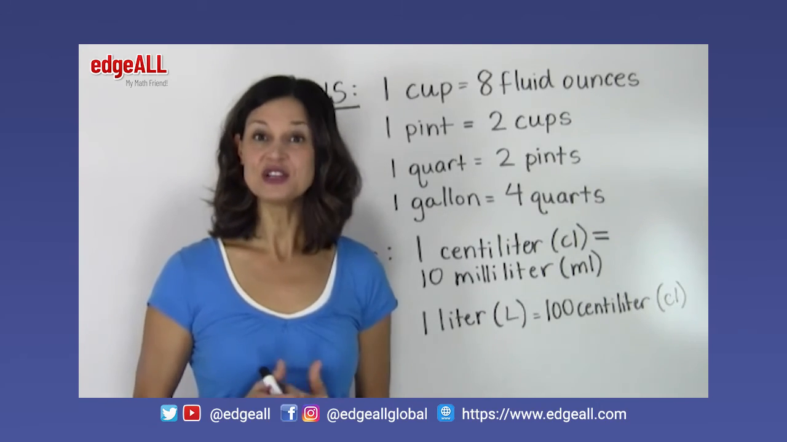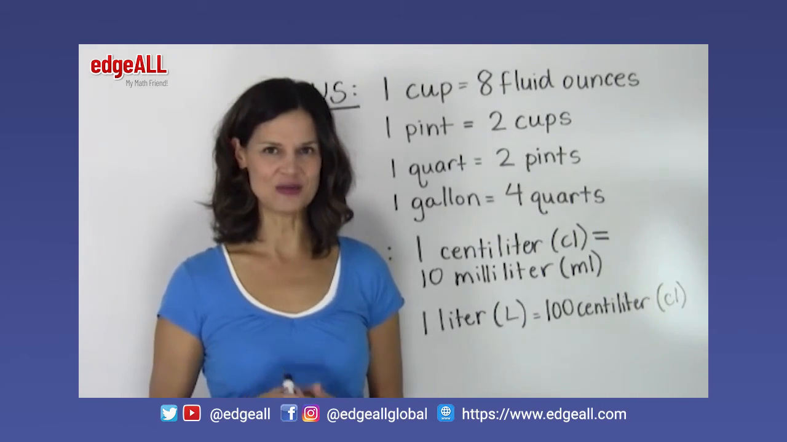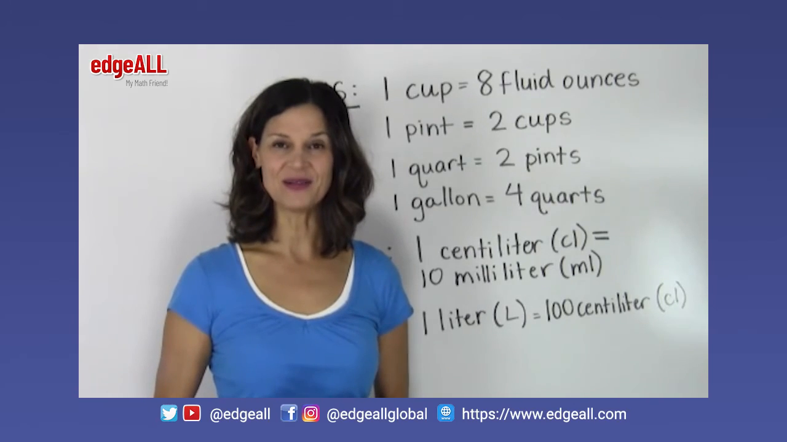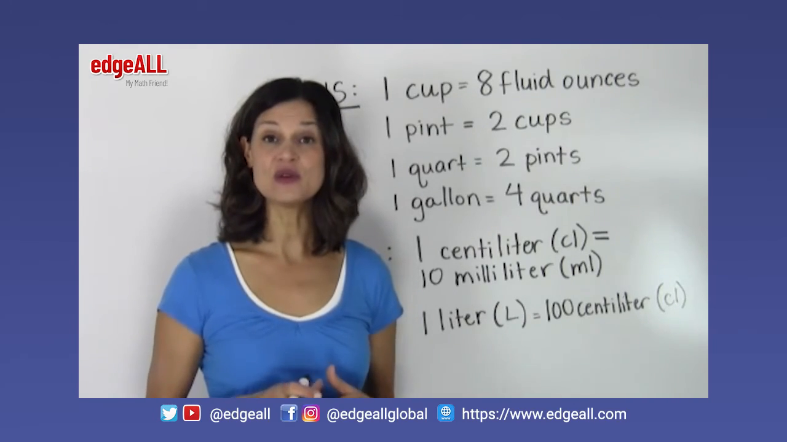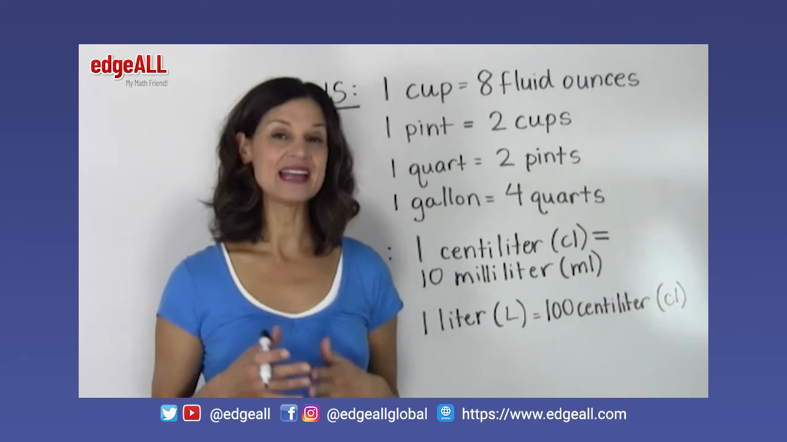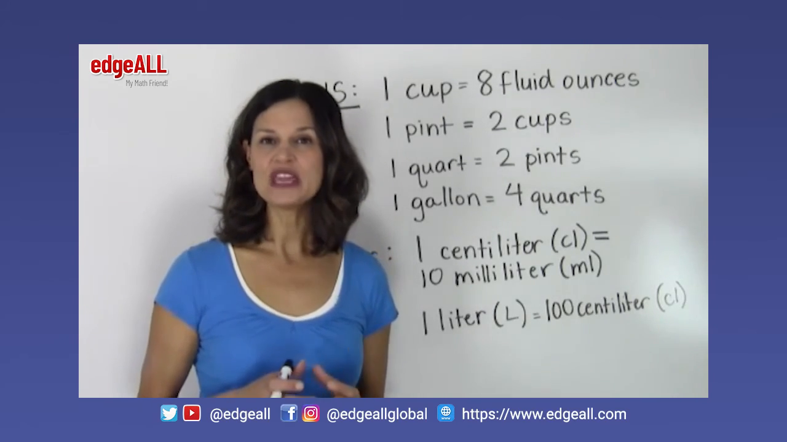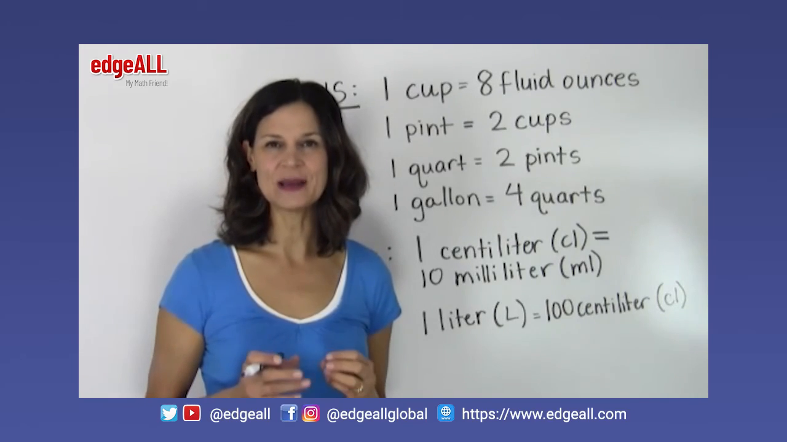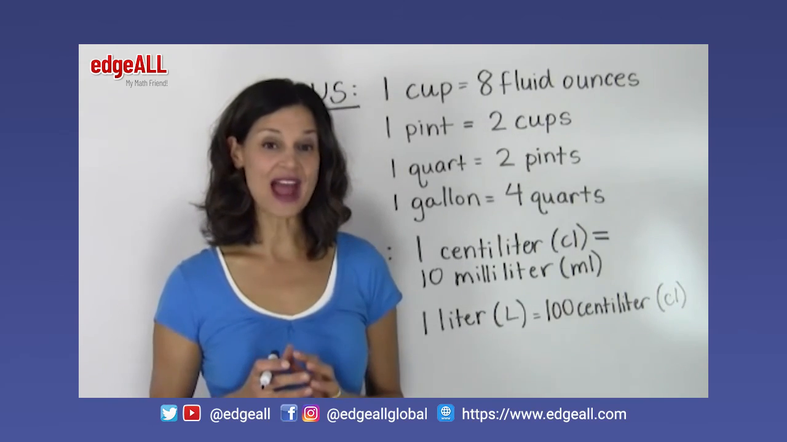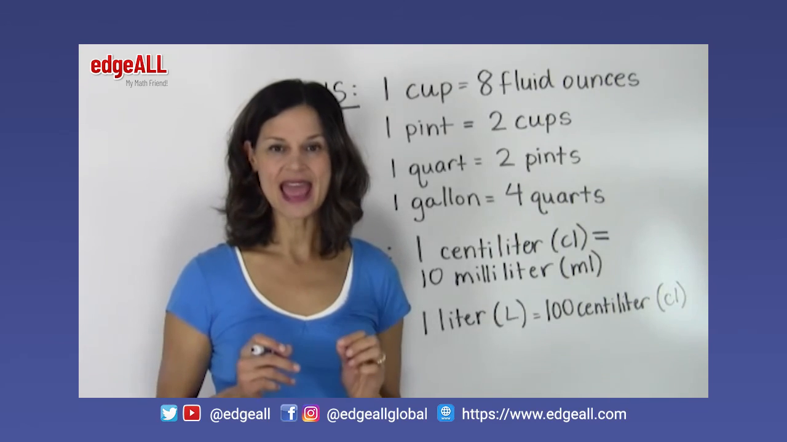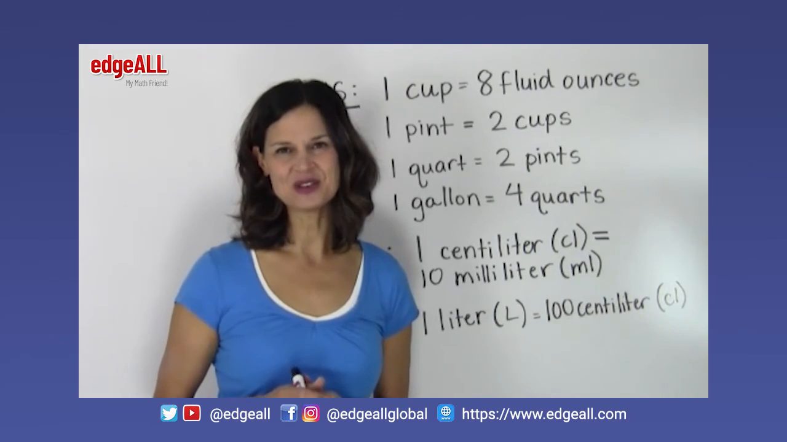We use different tools to measure volume in our daily life as well. In cooking, we use measuring cups and measuring spoons. In science labs, we use special tools called beakers and graduated cylinders and pipettes to measure fluids.